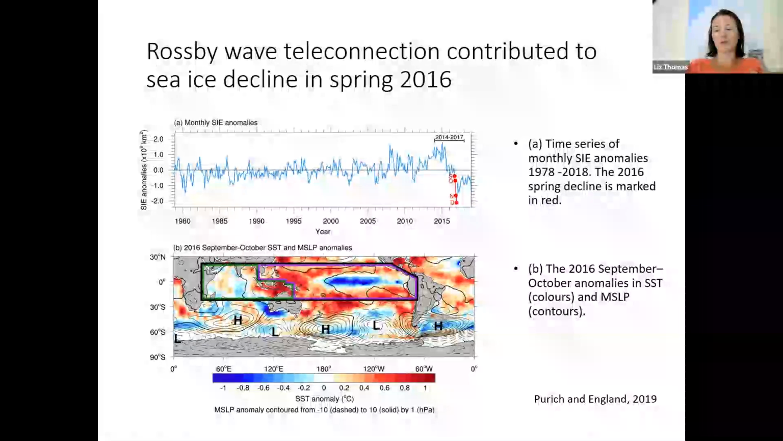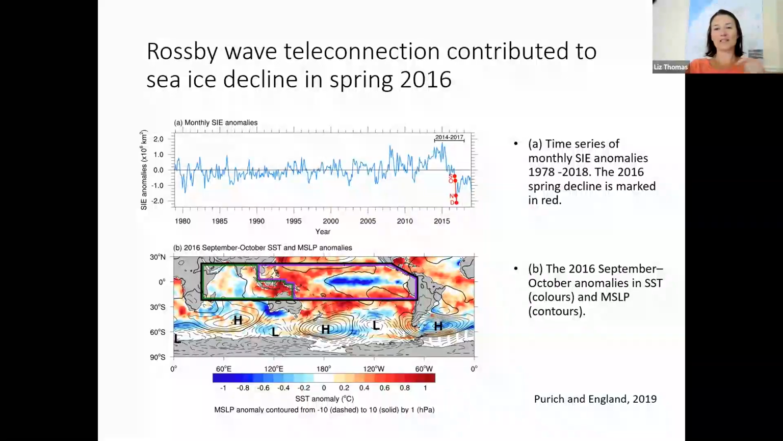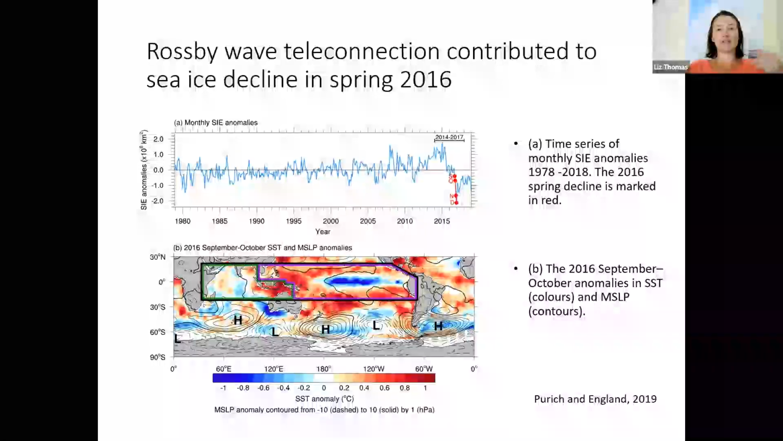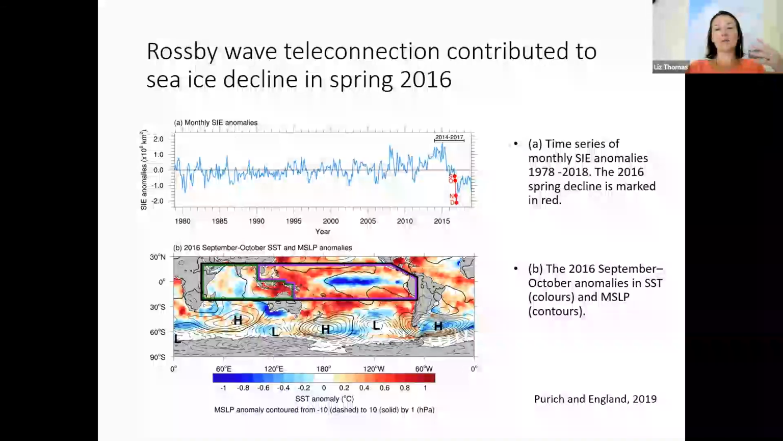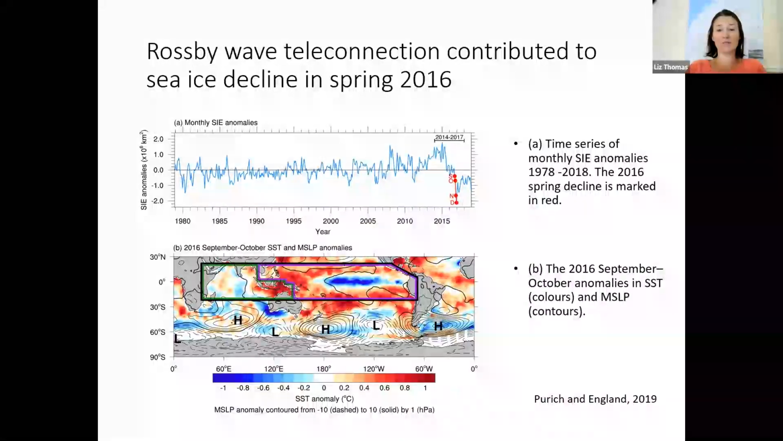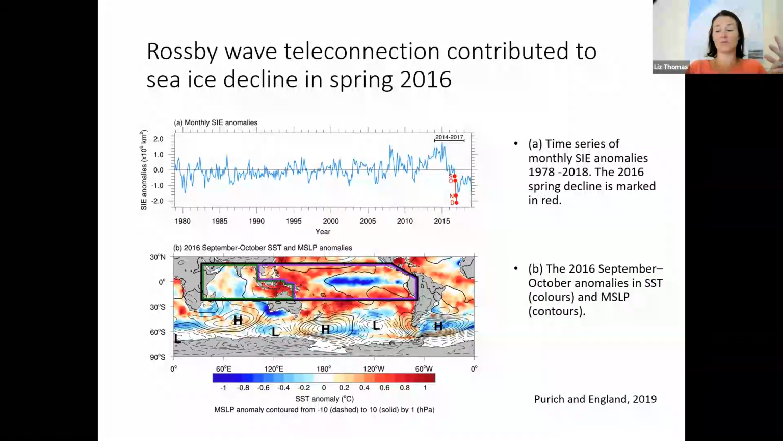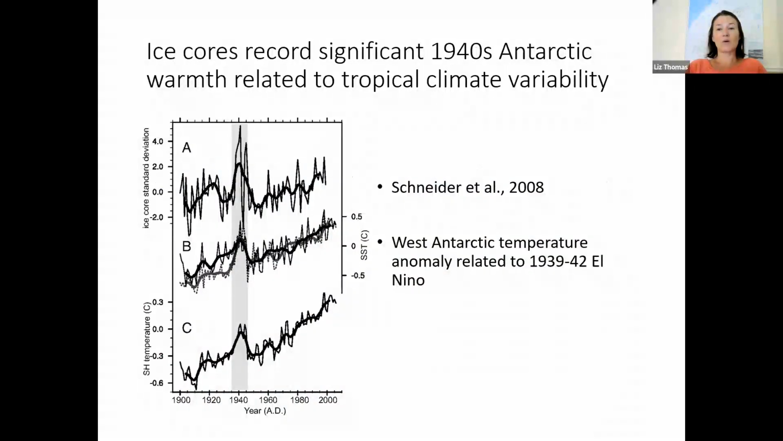So again, I'm just going to cherry pick a few little examples of things that were relevant. This is by no means a thorough review, but it shows how there's been some recent work looking at this Rossby wave teleconnection and how it's influenced changes in sea ice, particularly the rapid declines that we saw in 2016. But then also how ice cores have been able to look back at a slightly longer time period.